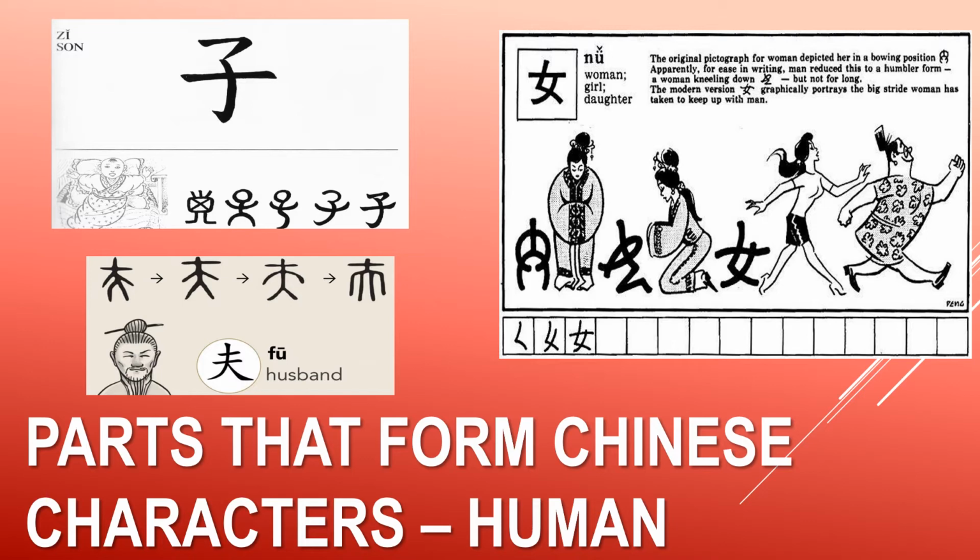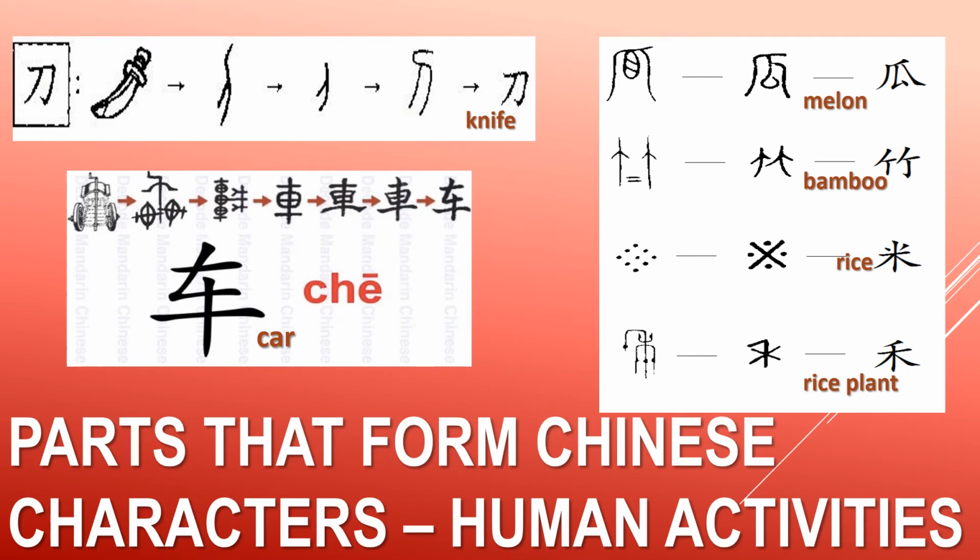From the pictures of woman, you can see the shape is formed by a woman kneeling down, indicating a lower status than the man in the ancient Chinese society. These are the examples of characters related to human activities like knife, car, melon, bamboo, rice plants, especially when human needs to do plantation.